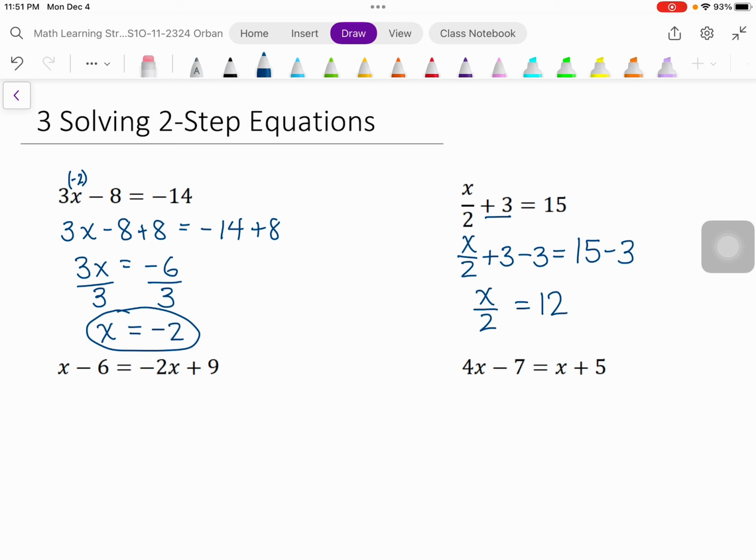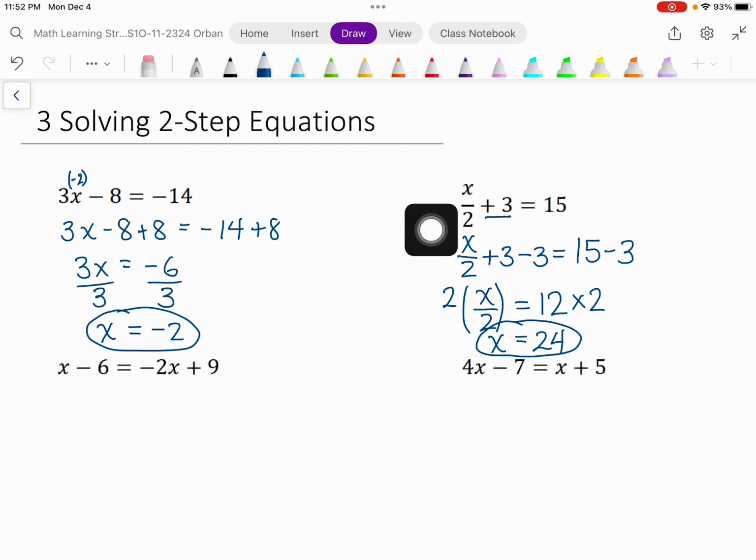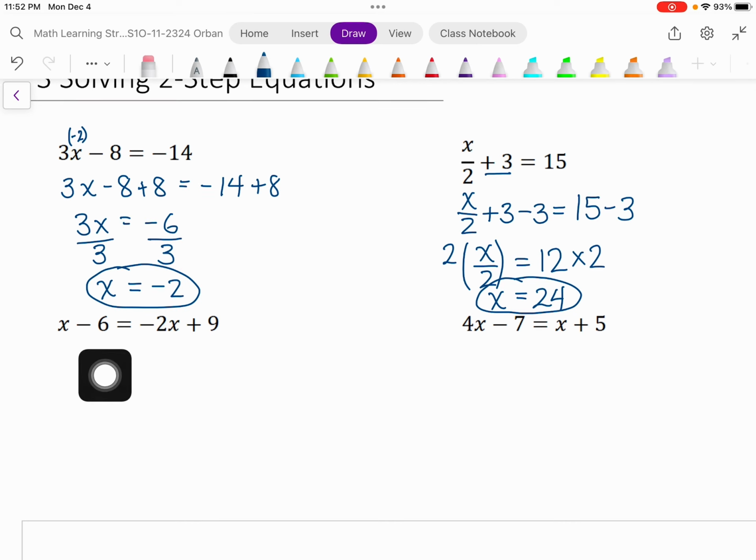And then now to isolate x, I have a division by 2. The opposite of that is to multiply by 2 on both sides. Then I'm left with just x on the left side, so I've isolated x, and 12 times 2 is 24. So my solution is x is equal to 24. So if I check back here, 24 divided by 2 is 12, and 12 plus 3 is 15. So that's correct.